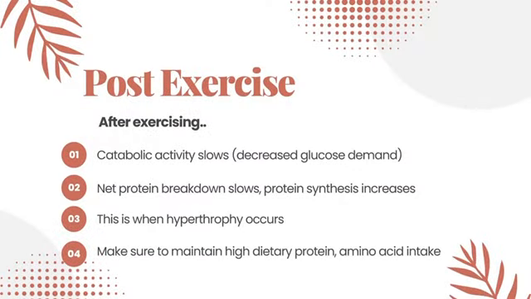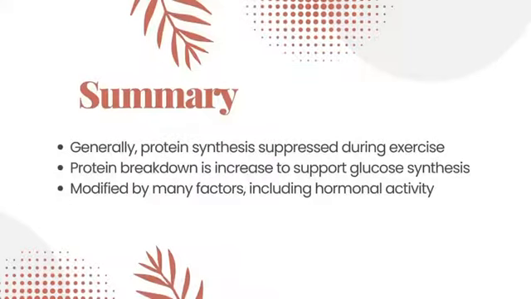Effect on protein metabolism after exercise. Catabolic activity becomes slow, which is decreased glucose demand. Net protein breakdown slows, protein synthesis increases. This is when hypertrophy occurs. Make sure to maintain high dietary protein and amino acid intake. Conclusion: generally protein synthesis is suppressed during exercise. Protein breakdown is increased to support glucose synthesis and modified by many factors, including hormonal activity.